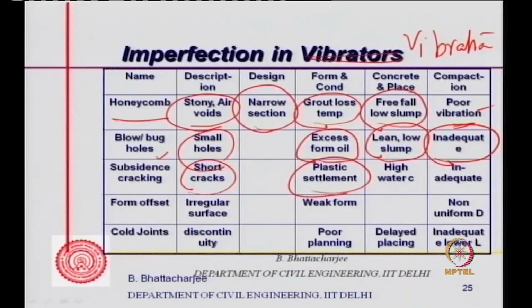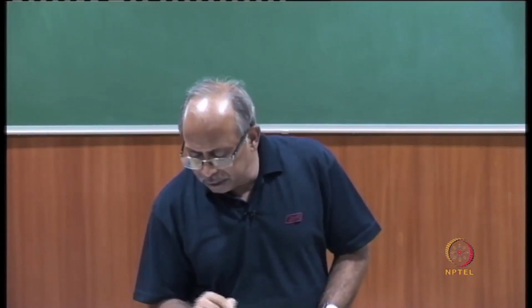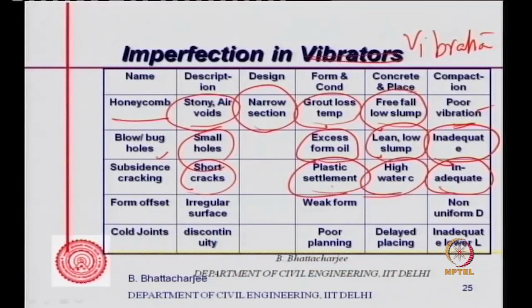Subsidence and cracking, of course, can happen due to plastic settlement. Now it's a bleeding concrete. This can occur in concrete which is bleeding, because the water comes up and the solid subsides. So this can happen, and inadequate vibration can result in this. High water content is usually the concrete cause which can do it. So in concrete which has got high water content, you might get short cracks. The cracks look like this, in fact.